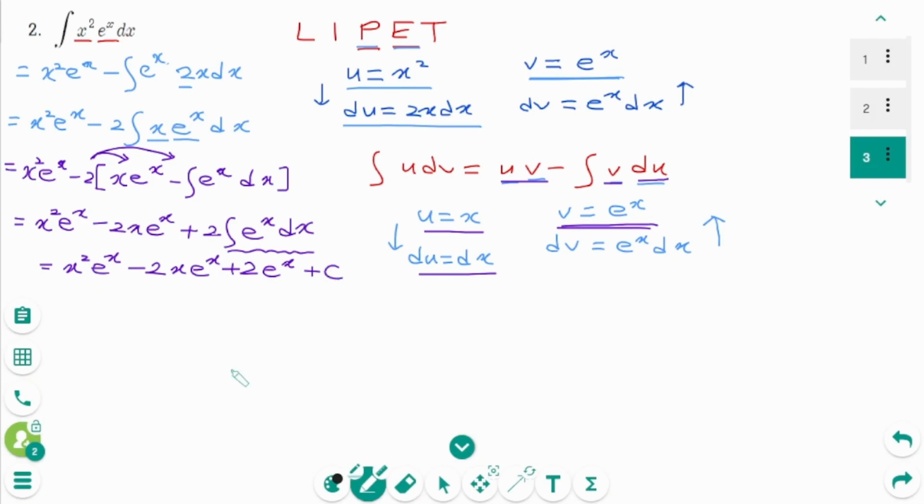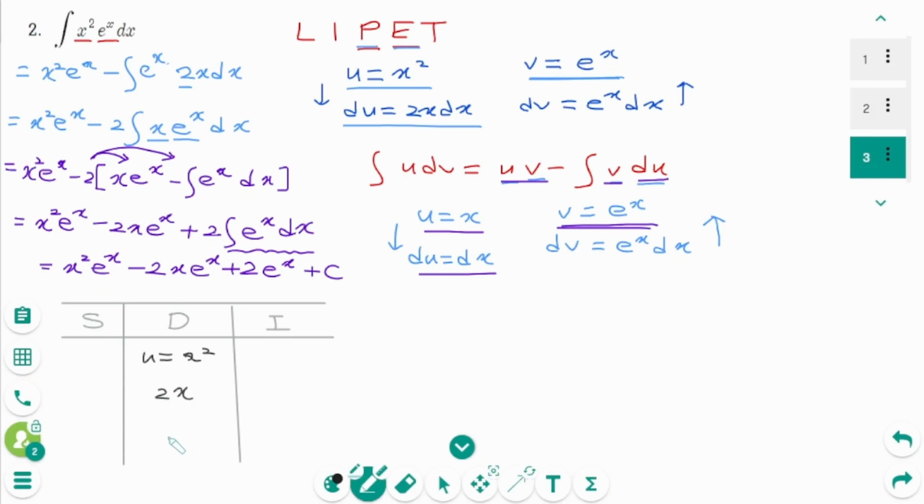In here, u is x squared, which is a polynomial, so we can use the tabular method. Signs, derivative, integral. In the second column, u equals x squared. Differentiate until you get 0. x squared prime is 2x, 2x prime is 2, then 2 prime is 0. And dv part is e to the power of x. In the third column, integrate until you see 0.